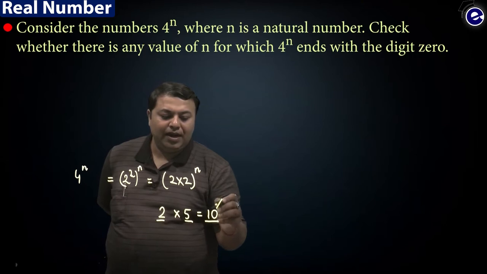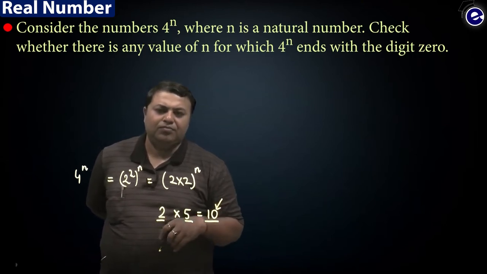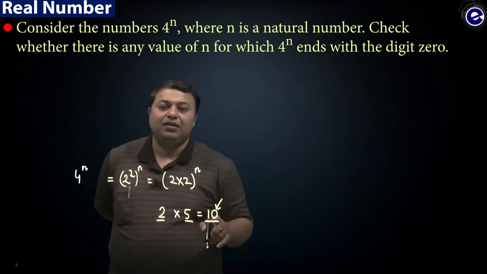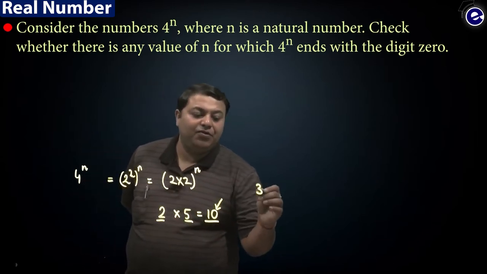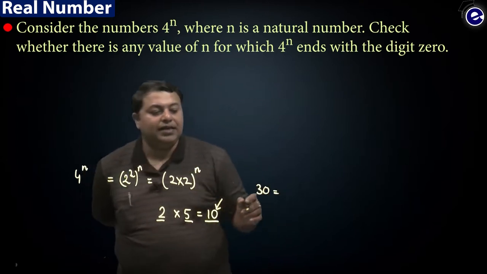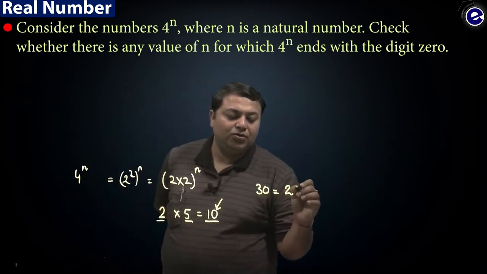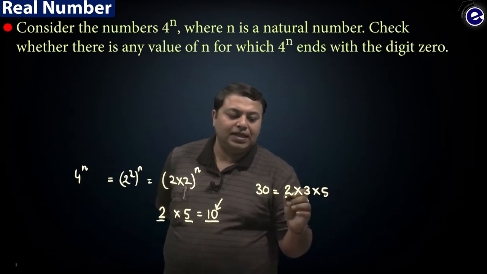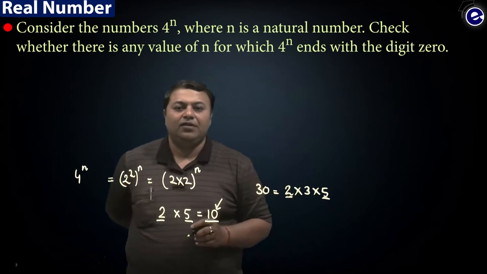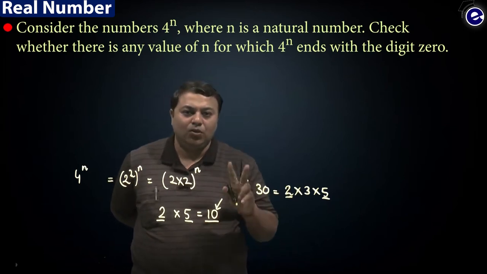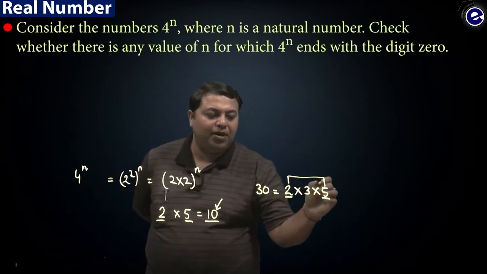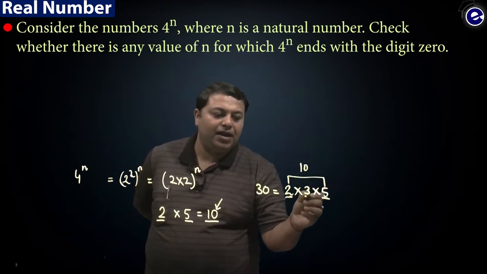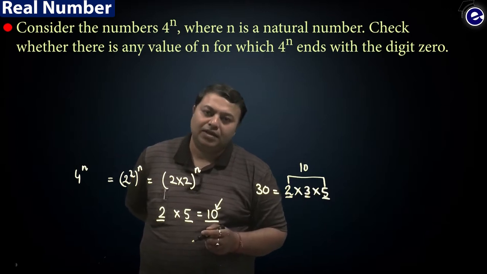So a number ending with 0, like 20, 30, 40, 50, whatever, will be possible only if, for example, if I give you 30, what is 30? 30 is 2 into 3 into 5. So you can see that this one pair of 2 and 5 produces 10. 2 into 5 is 10, and 10 multiplied by 3 gives you 30.